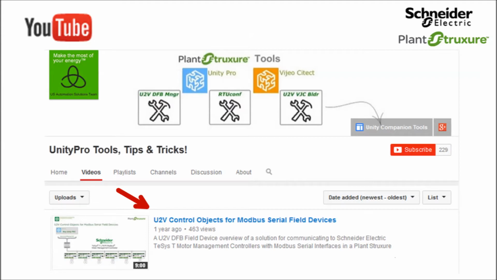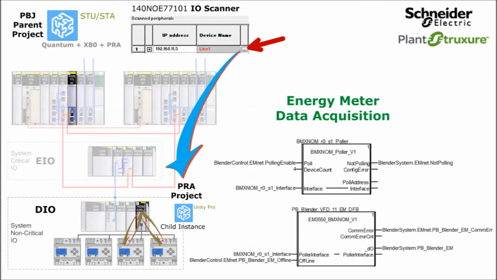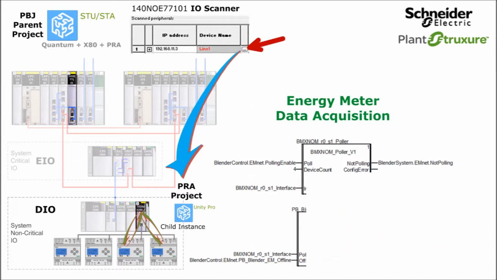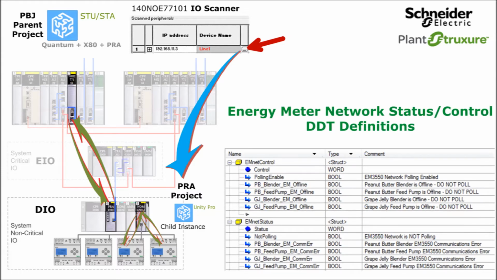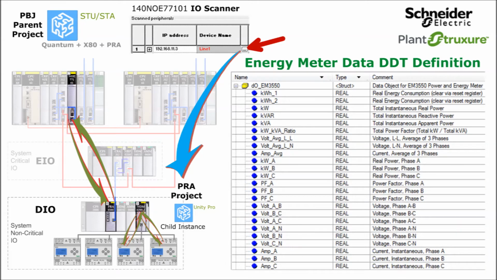U2V Control Objects for Modbus Serial Field Devices. To facilitate the management of the energy meter Modbus network from the Quantum application or externally, there are DDTs which contain the status and control necessary, and these will be a part of the X80 DIO drop data exchange. A DDT is also created and used to contain the energy meter data.